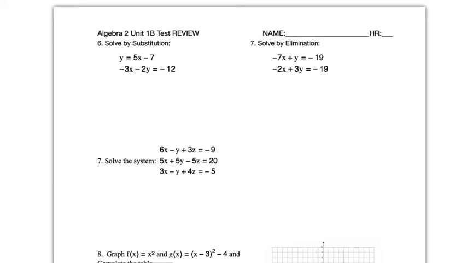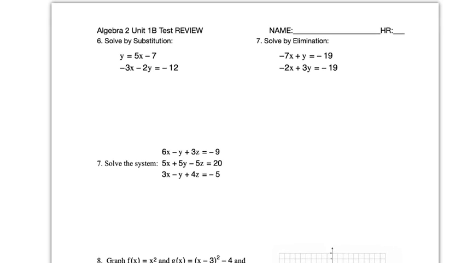See here, we got a solve by substitution problem and a solve by an elimination problem. We looked at several of these substitutions. Notice here, this one's already solved for y, and so I can substitute into the other equation. So I'll do that. -3x minus 2. Now I'm going to replace the y with 5x minus 7. And it says equals -12.